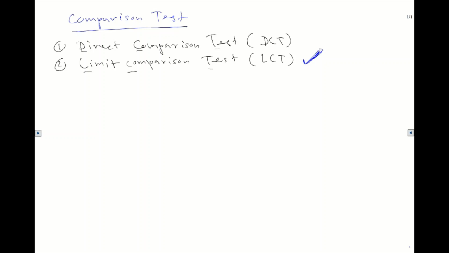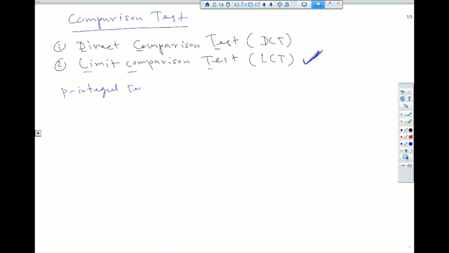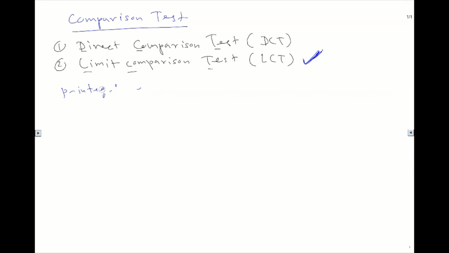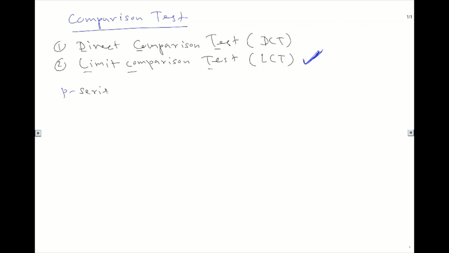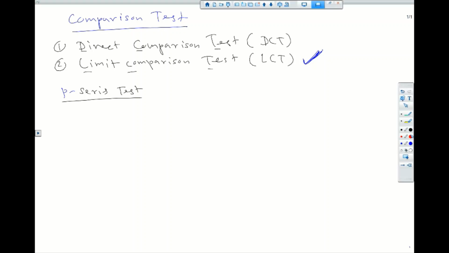Okay, so before we go to the actual theorem, I would like to remind you of one of the results that is really important when you do these two tests, what we call the P-integral test. We can say the P-series test, not the integral test. So let's go with the P-series test, because the P-integral test comes from the P-series test. So what's the P-series test?